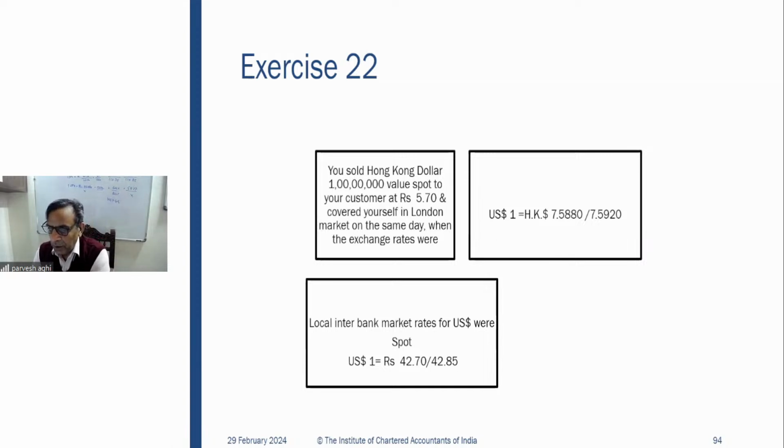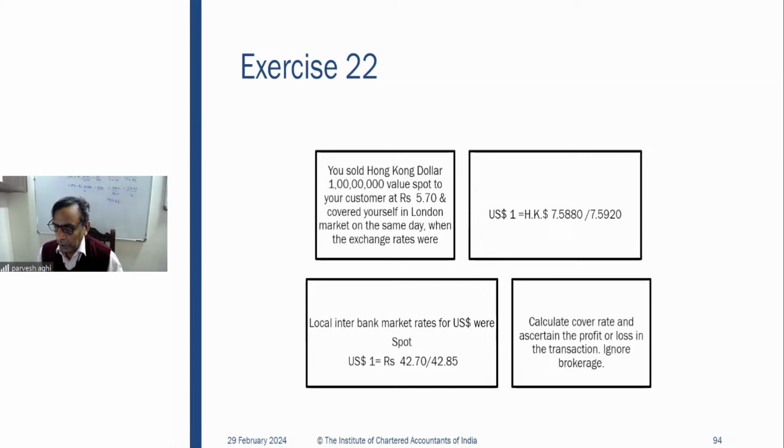So here, one US dollar is equal to so many Hong Kong dollars. And the local interbank rate for the US dollar is also given: one US dollar is equal to so many rupees. So the two rates are given to you in terms of the Hong Kong dollar and the rupee. First, the bank is going to buy dollars, and then sell the dollars and buy Hong Kong dollars. This is the process. Calculate the cover rate, ascertain the profit or loss in the transaction, and ignore the brokerage.